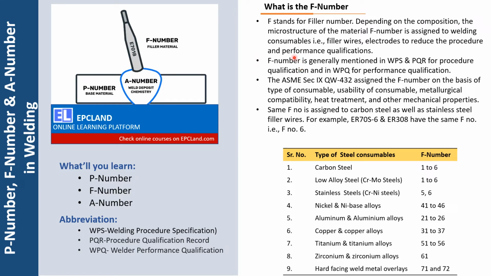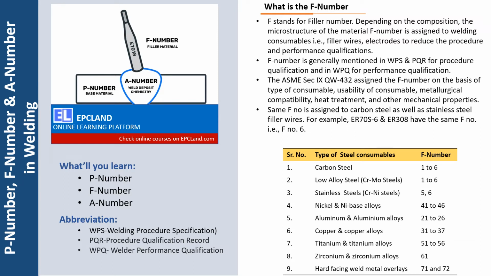F number is generally mentioned in welding procedures and procedure qualification records. The F number is based on the type of consumable, usability of consumable, metallurgy, compatibility, heat treatment, other mechanical properties. So these are the bases. Once we find out that the consumables belong to this category, they have similar mechanical properties, they are compatible, then we allocate a common F number.